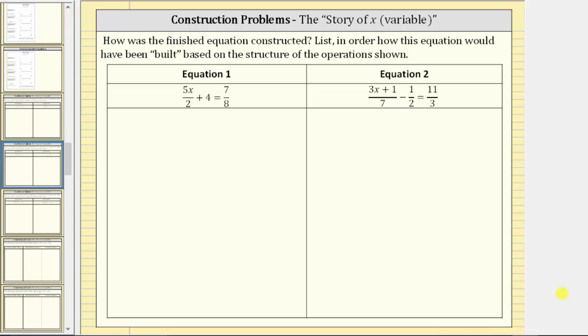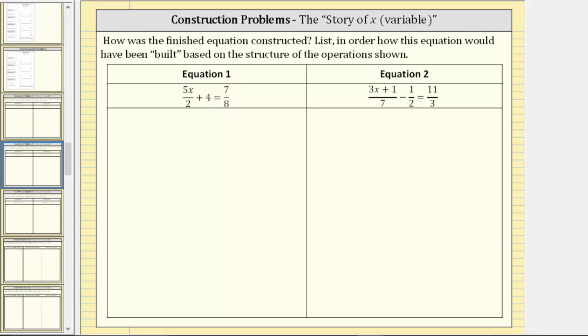In this activity, we will describe the construction of equations using what's called the story of x, or the story of the variable. How was the finished equation constructed? List in order how this equation would have been built based on the structure of the operations shown. In equation 1 we have 5x divided by 2 plus 4 equals 7/8.